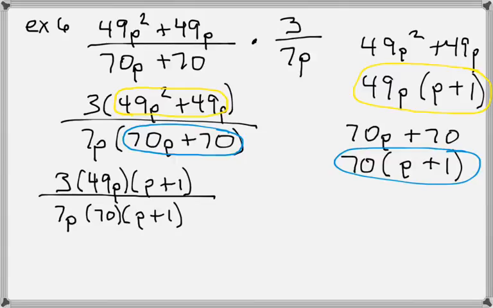So now from here, I can look to make some cancellations. I have p plus 1 divided by p plus 1, which equals 1, so we can cancel those out. Now, if we look closely, we have some other things that we can simplify. Right here, I have 49 divided by 7. Well, that's going to leave just a 7 in the top. So the 49 would cancel and become a 7.